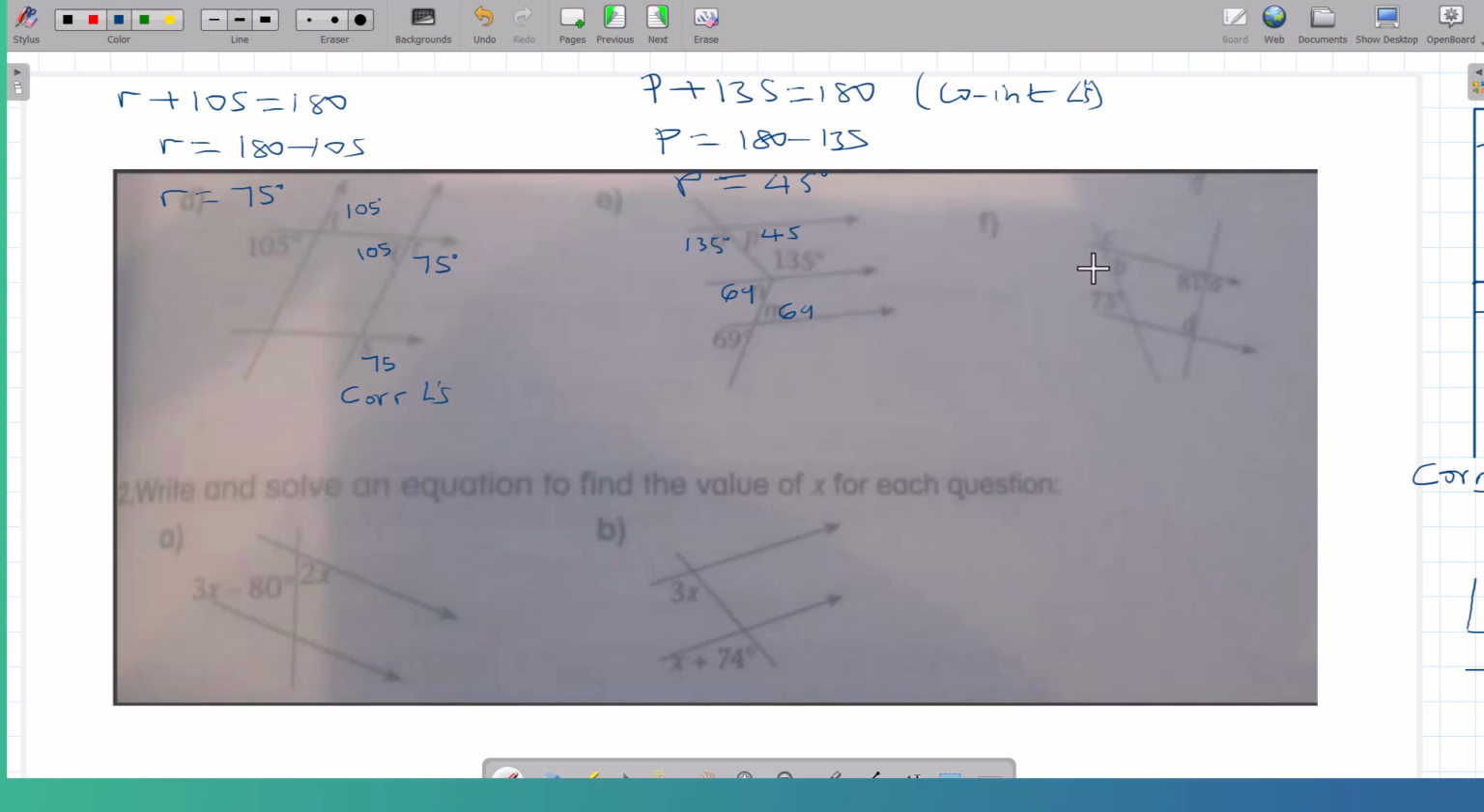Now, is this letter A next to 81 here? Is this small letter A? I don't see properly here. Yes, it's small letter A. So how do we find our small letter A? We're going to say A. Is this 81?